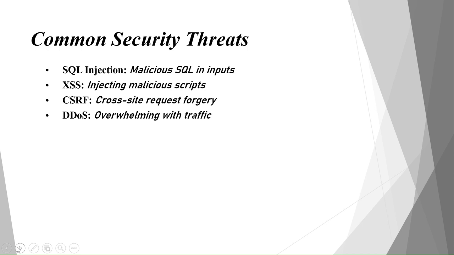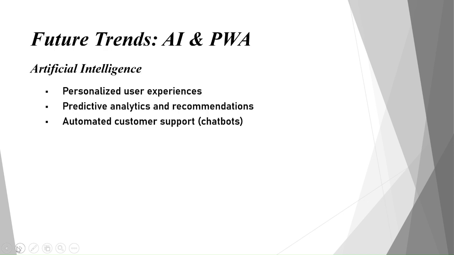Now let us talk about future trends, AI and PWA. AI is transforming internet applications: personalized suggestions, chatbots, smart predictions, automated support. PWAs, progressive web apps, work offline and behave like mobile apps. And next, let's discuss edge and blockchain. Edge computing brings processing closer to users, meaning faster apps. Blockchain provides transparency and security. Smart contracts automate the processes. Decentralized apps represent the future of the internet.